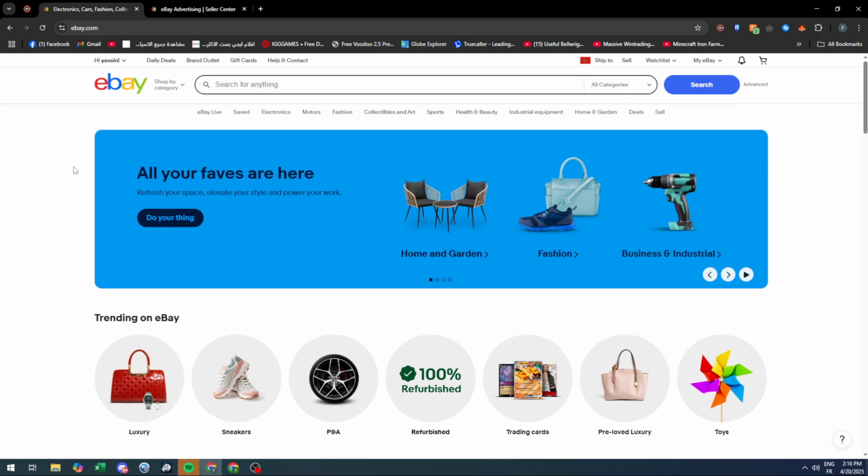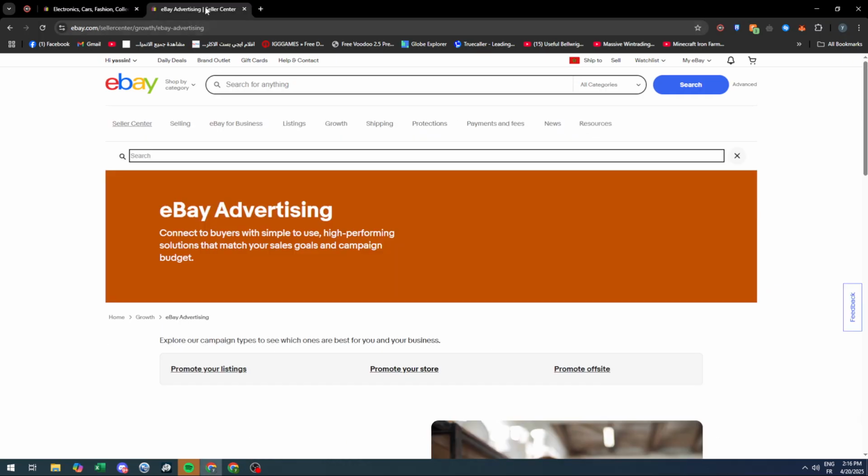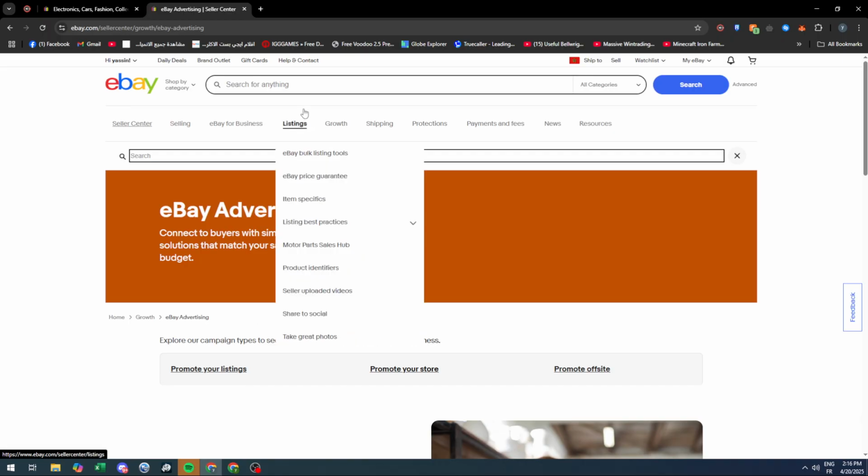But in general, in case you have a new account, you could still pay some money to boost or advertise your listings. So first of all, you have to go to eBay advertising, and here you get this page where you can promote your listing. There are two kinds of promotion. The general one is basically to give you growth and make it appear more on the homepage, etc.